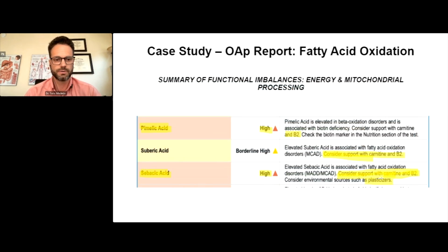So if you're wondering, well, how do we know that? It tells you right on the summary of functional imbalances on the top of the report. So you barely even need to go into the middle of the report, but I would recommend it as well. And then, of course, the interpretive guide can help you separate out more of these details.